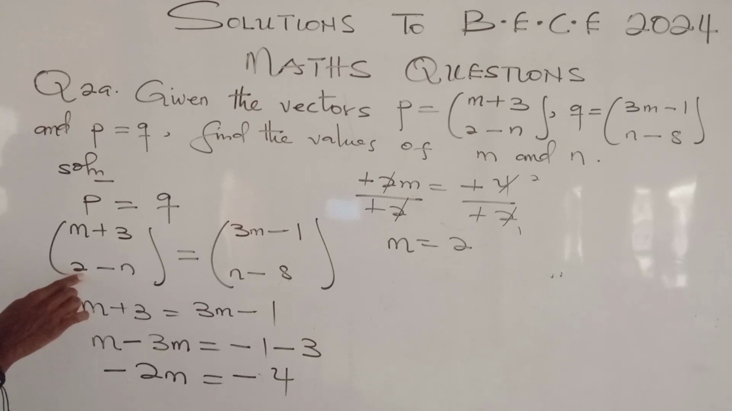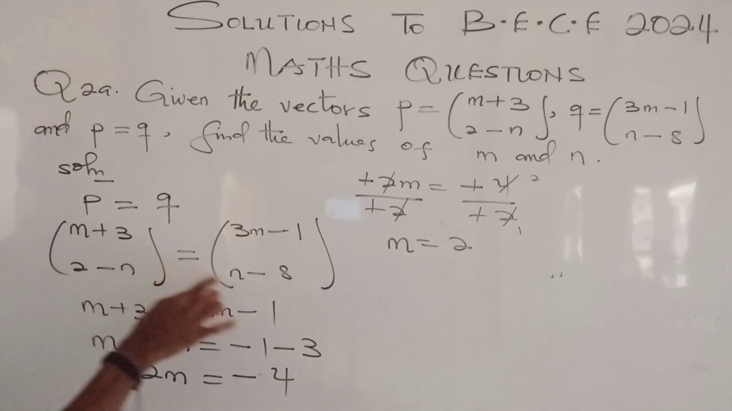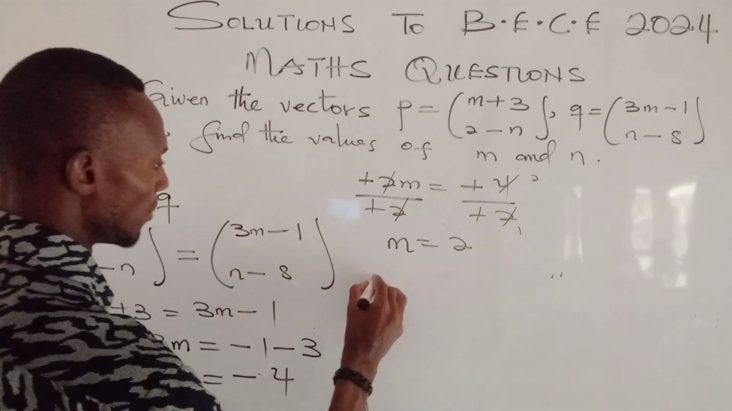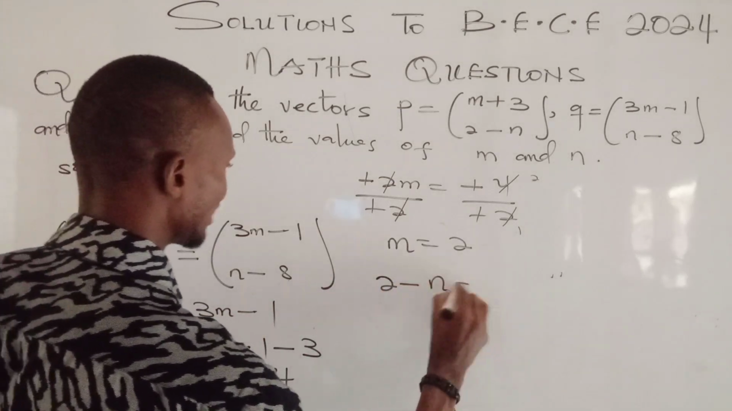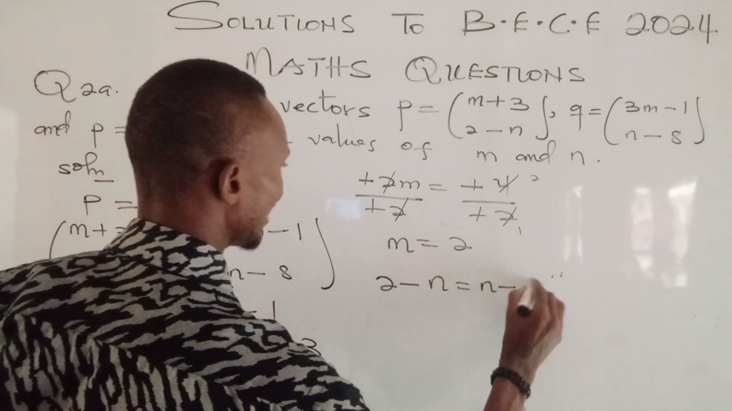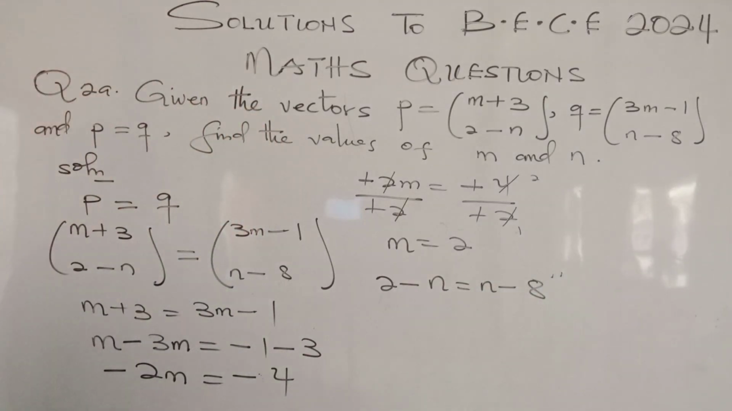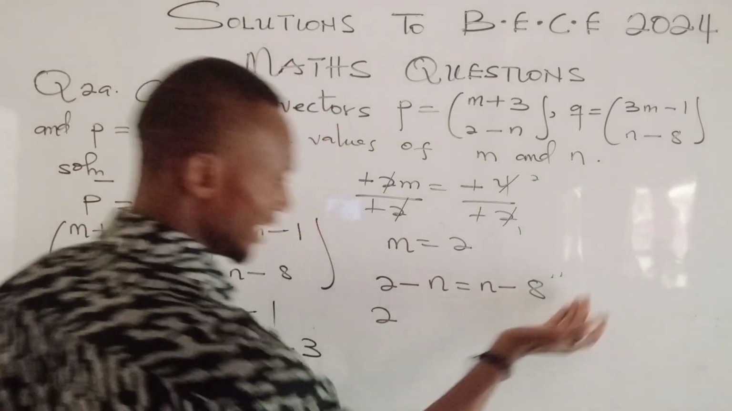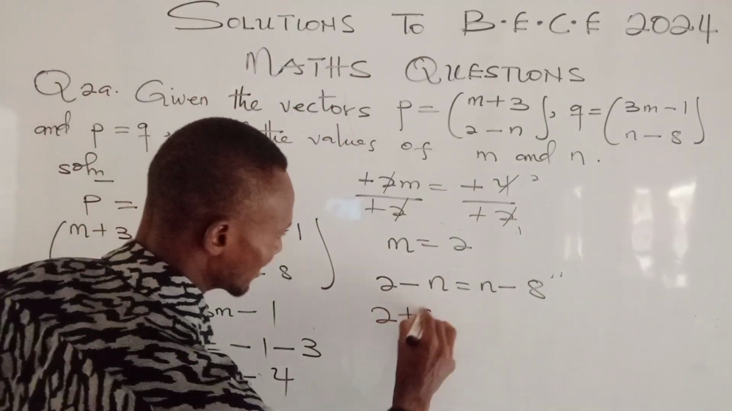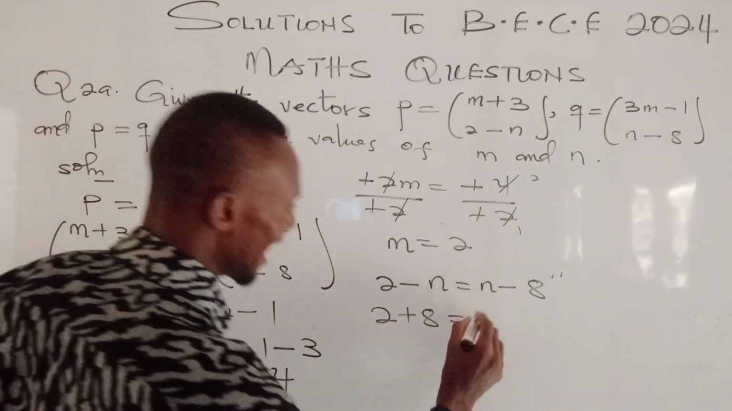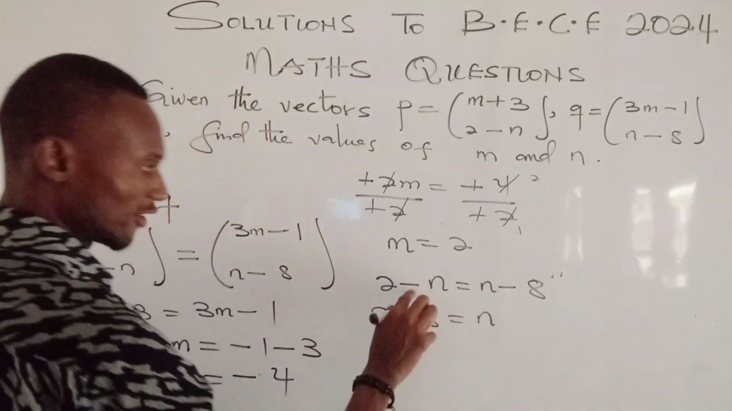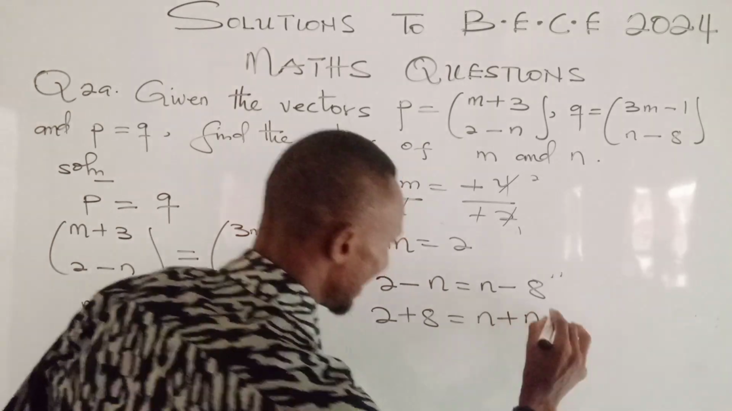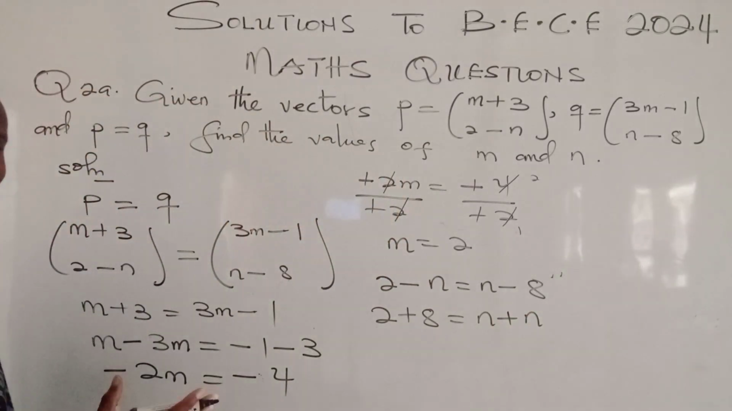So I'm going to take my 2 minus n equals n minus 8. Okay, so let's do that. I have 2 minus n equals n minus 8. Again, we group like this. I'll choose to maintain the 2 here. Then this minus 8 will cross the equal sign and become plus 8, equals my n is there, and this one will cross the equal sign to go and join it, so it becomes plus n. I hope you understand up to this point.